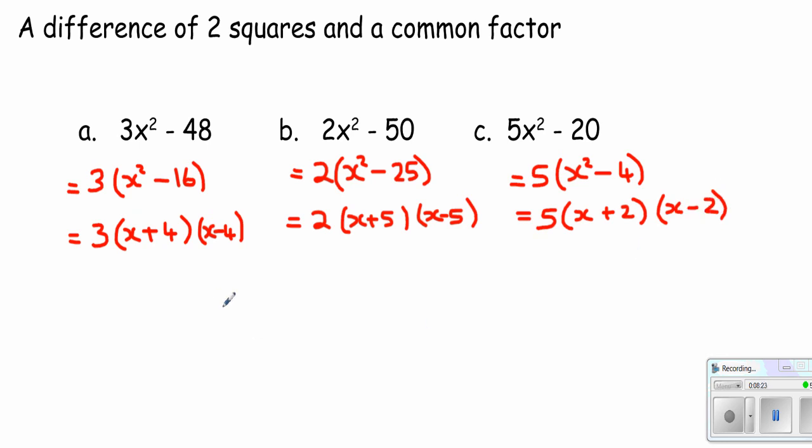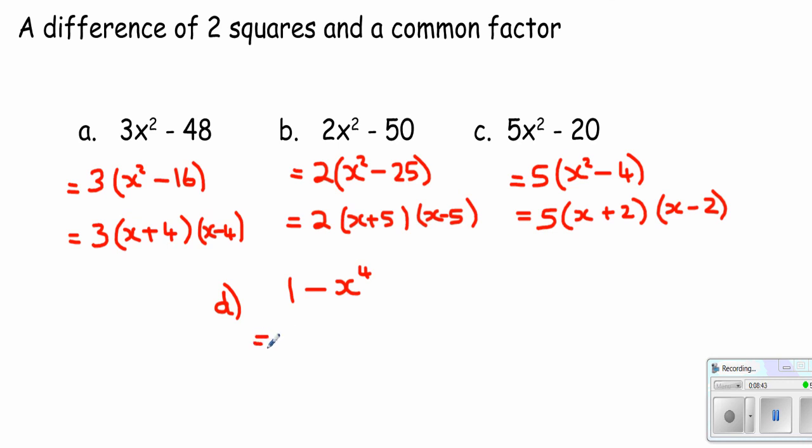Now, there is another one that you've got to be careful of. Sometimes you have a difference of 2 squares and it's 1 minus x to the power of 4. Both of those terms are squares. So the square root of 1 is 1. The square root of x to the power of 4 is x squared.